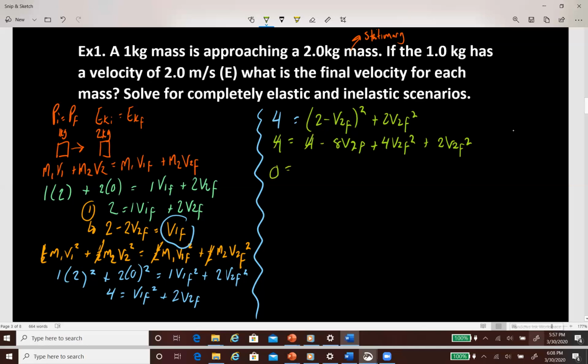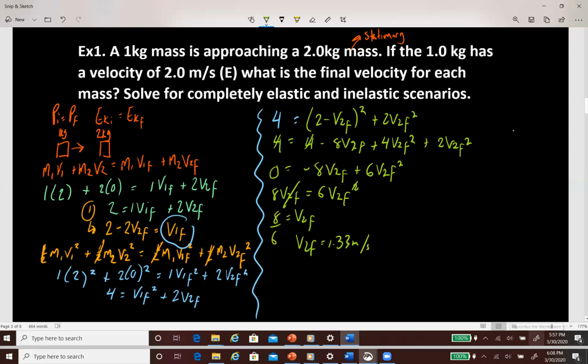If we have v2f squared and v2f squared, we can add those up. So we have minus 8v2f plus 6v2f squared. Okay, we can bring this over, say 8v2f is equal to 6v2f squared. We can get rid of the v2f, and then we can say 8 over 6 is equal to v2f. Or we could say v2f is equal to 1.33 meters per second.